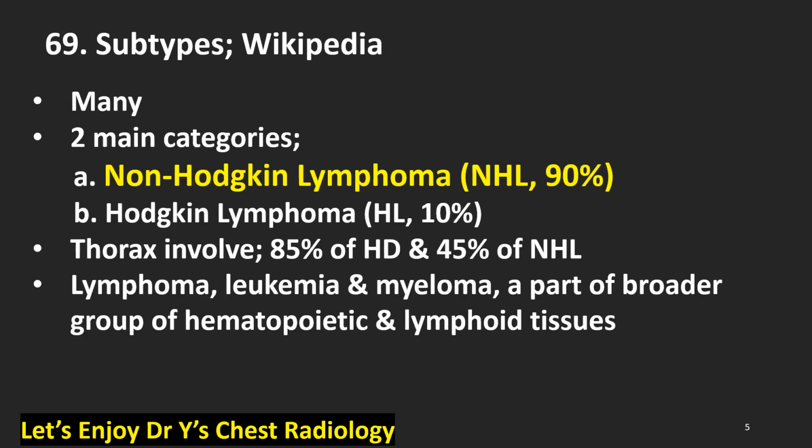There are many subtypes in malignant lymphoma, and two main categories. 90% of malignant lymphomas are non-Hodgkin's lymphoma, and only 10% is Hodgkin's disease. Hodgkin's disease usually involves the thorax, almost 85%, and non-Hodgkin's lymphoma involves the thorax about 45%. Lymphoma and leukemia and myeloma are part of a broad group of hematopoietic and lymphoid tissue tumors.